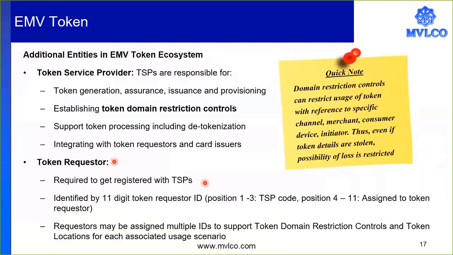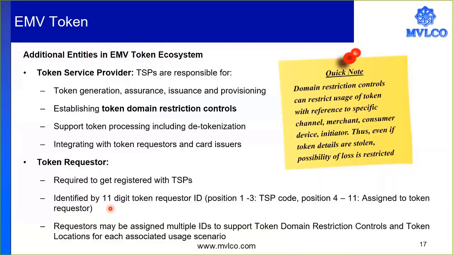Now these token requesters are required to get registered with these TSPs. So first these TSPs get registered with EMV, and then these token requesters get registered with TSPs. These token requesters would be given an 11-digit token requester ID. Out of this, position 1 to 3 would be the TSP code, and 4 to 11 would be the unique number assigned to this token requester.